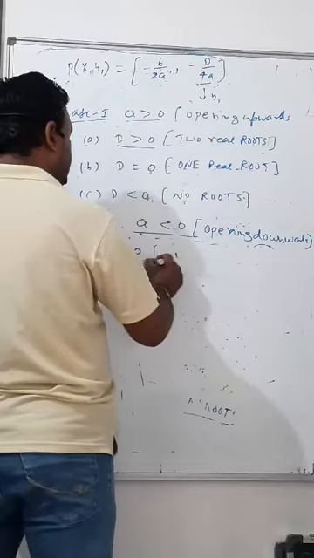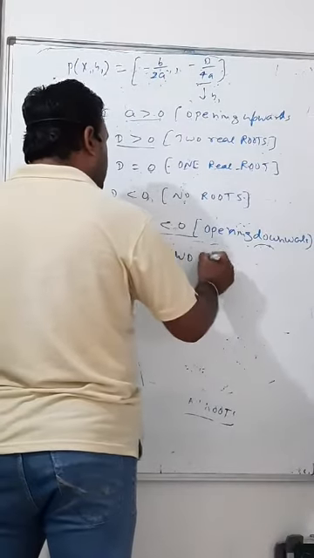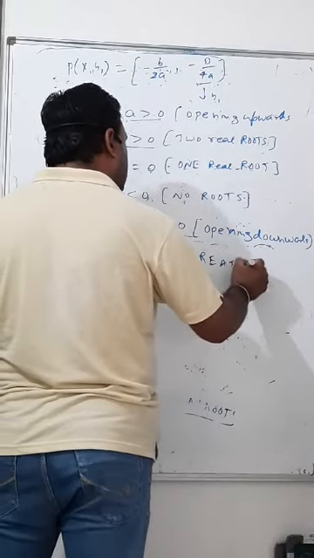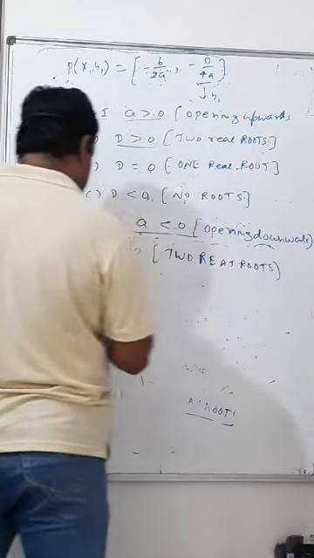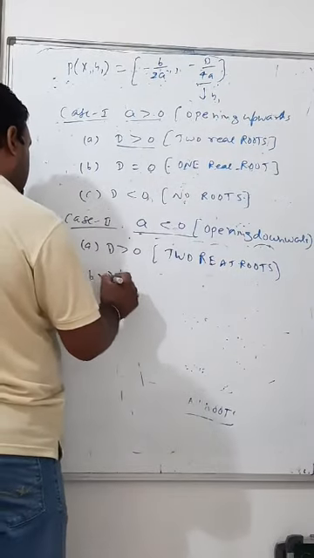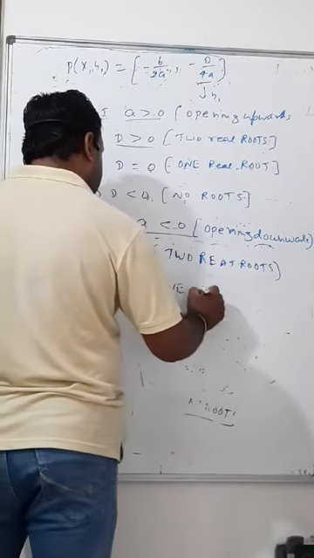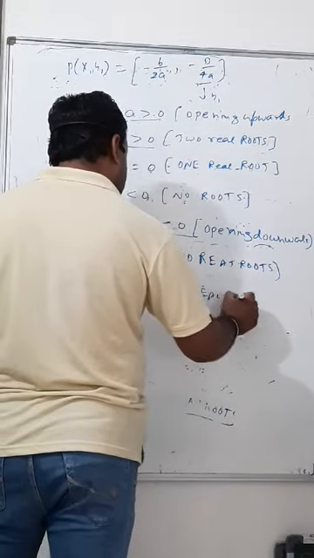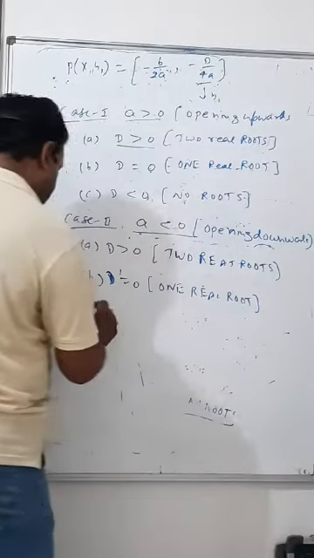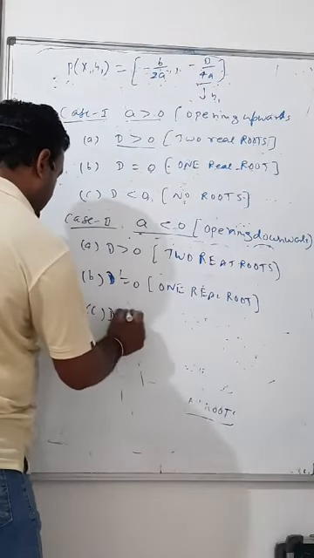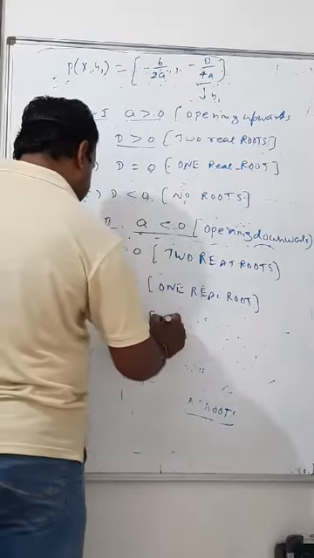I summarize it. D greater than 0, two real roots. D is equal to 0, one real root. Last part, D less than 0, no root.